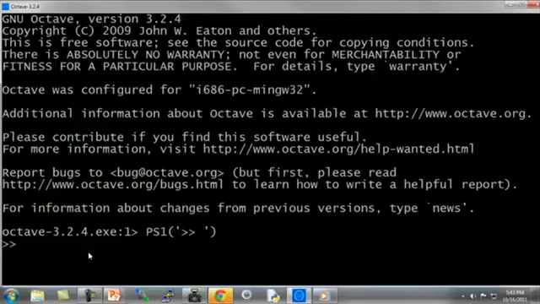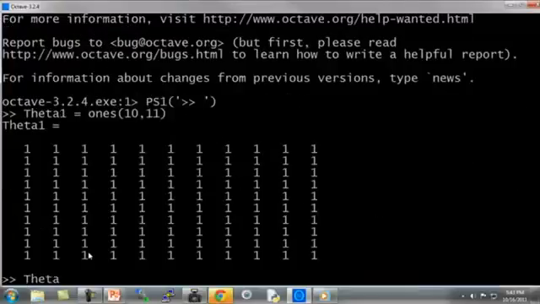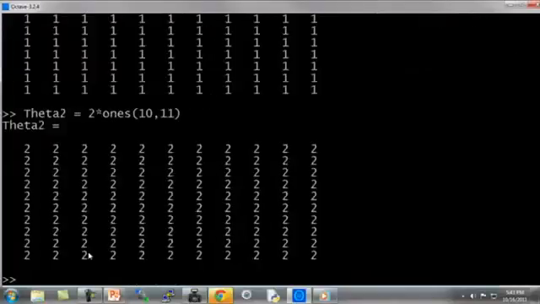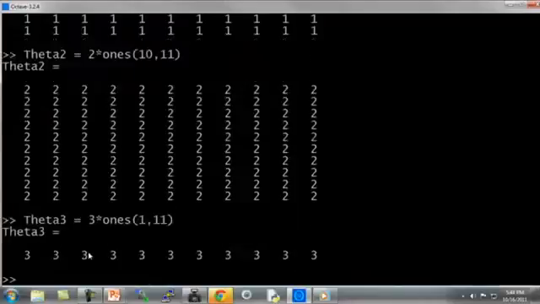Here's a quick Octave demo of that process. For this example, let's set theta 1 equal to ones of 10 by 11. So it's a matrix of all ones. And just to make this easier to see, let's set theta 2 to be 2 times ones of 10 by 11. And let's set theta 3 equals 3 times ones of 1 by 11. So this is 3 separate matrices, theta 1, theta 2, theta 3.